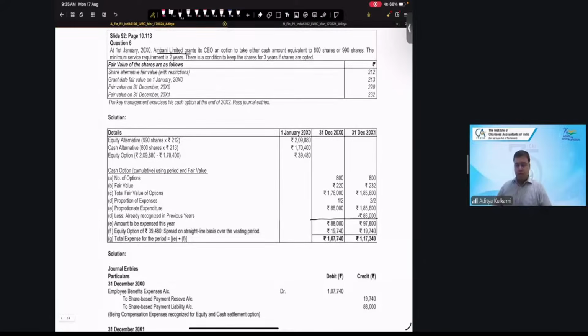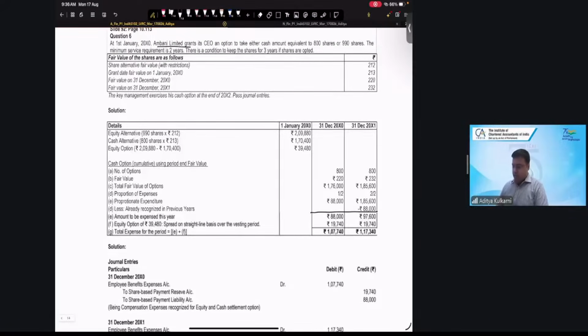So similarly, your question: at 1st January, Ambani Limited grants its CEO an option to take either a cash amount equivalent to 800 shares or 990 shares. Minimum service requirement 2 years. Condition to keep the shares for 3 years if the shares are opted. Share alternative value with restrictions 212. Grant date fair value on 1st January 213. Fair value on December 20X0 and X1 220 and 232 respectively.